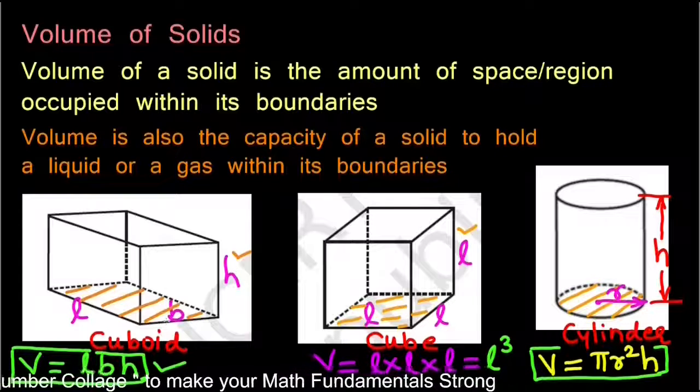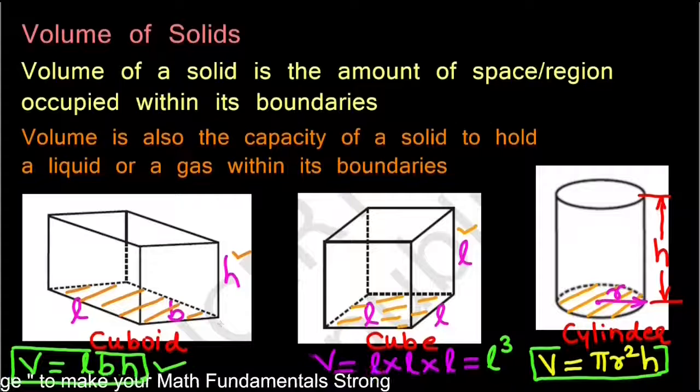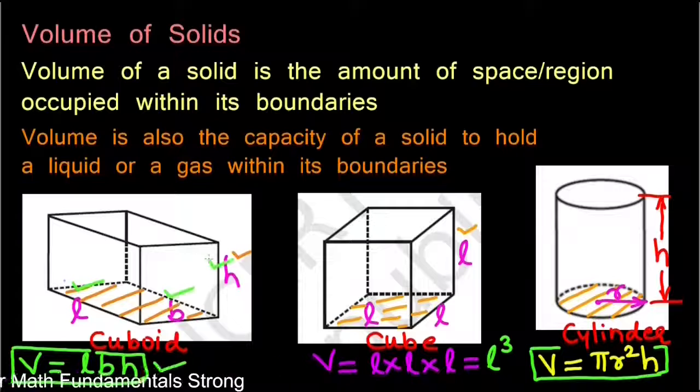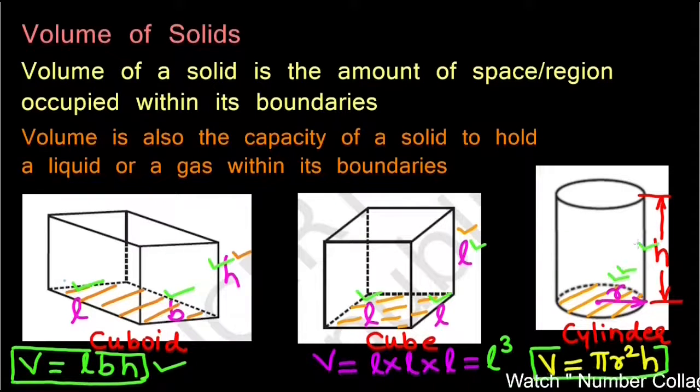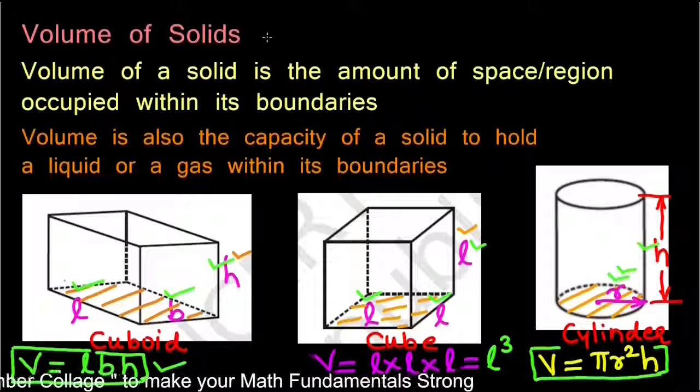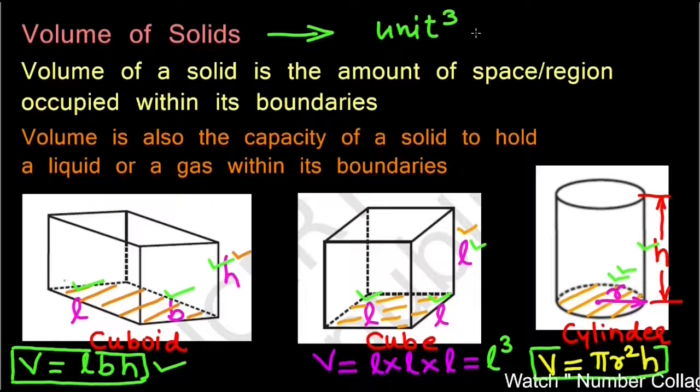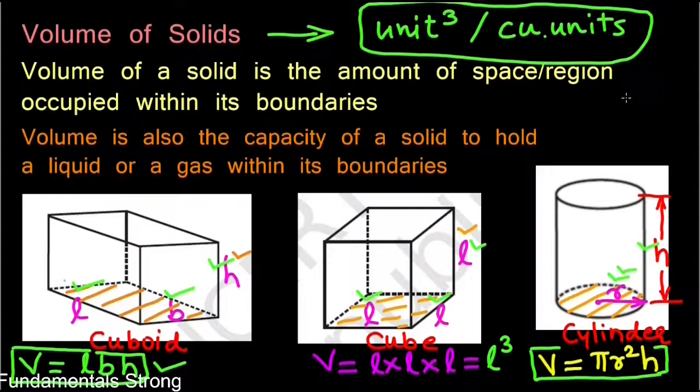Since in the formulas of these solids, product of three dimensions are involved: length, breadth, height, or length, radius, and height, the unit of volume of a solid is always unit cube or cubic units.